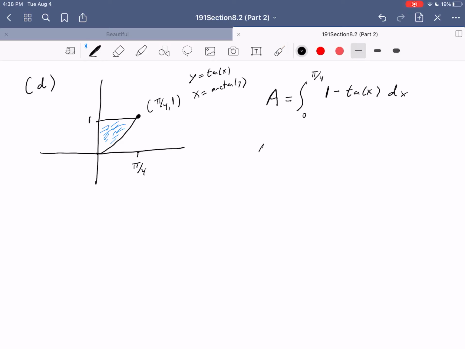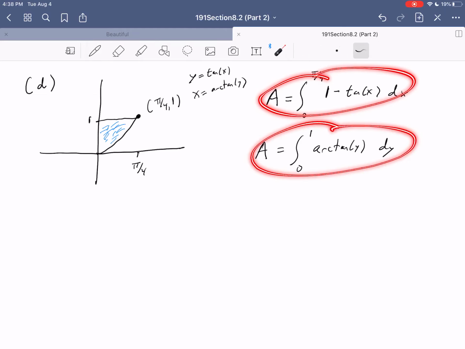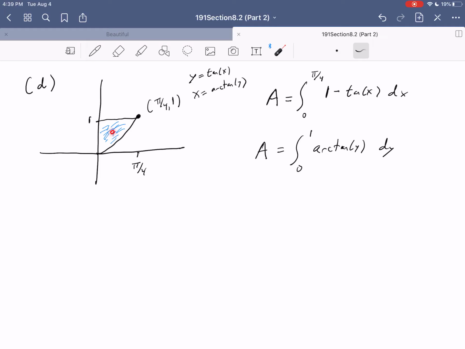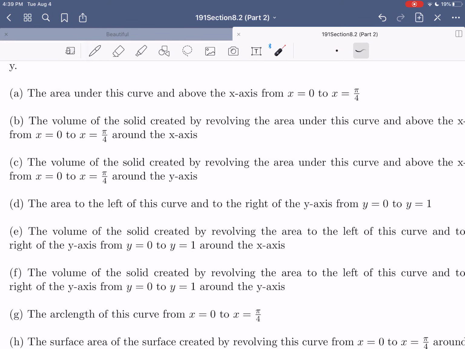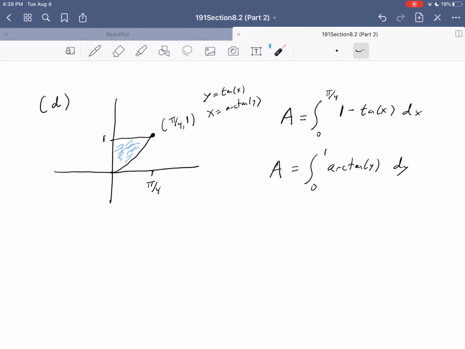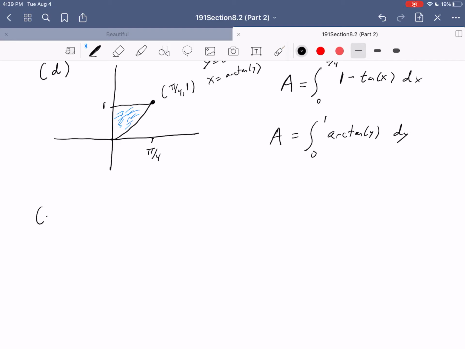If you want to work dy, then an equivalent integral would be the integral from 0 to 1. You'd be using horizontal lines stretching from the axis to the curve, so it would be just the integral from 0 to 1, arctangent y dy. And there we go. So two equivalent integrals, one with respect to x, one with respect to y, for that area there. Now let's go ahead and revolve that area around some axes. So if we go back, what we're going to do is we're going to take that same area and revolve it around the x-axis, so around the horizontal axis. So for E, we'll take the same sort of region here.